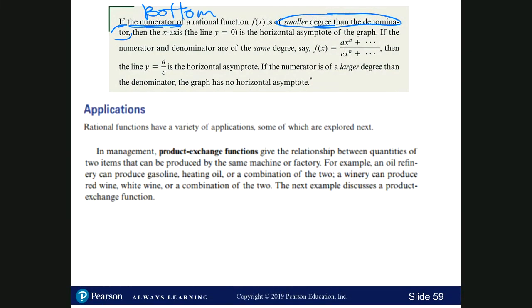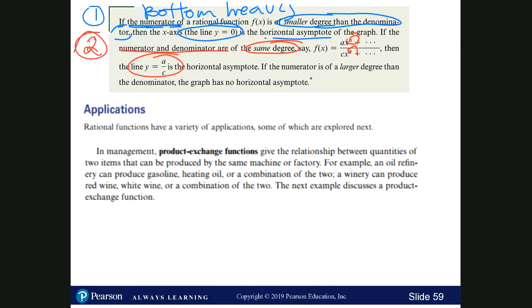So if you have a rational function that is bottom heavy, by default, the horizontal asymptote will be the line y equals 0, which we also know as the x-axis. That was case 1. Case 2 will be whenever the numerator and denominator have the same degree, for example, degree n. In that case, we take the ratio of the leading coefficients. Right here, we're using the letters A and C just to generalize it. And that will be the horizontal asymptote.